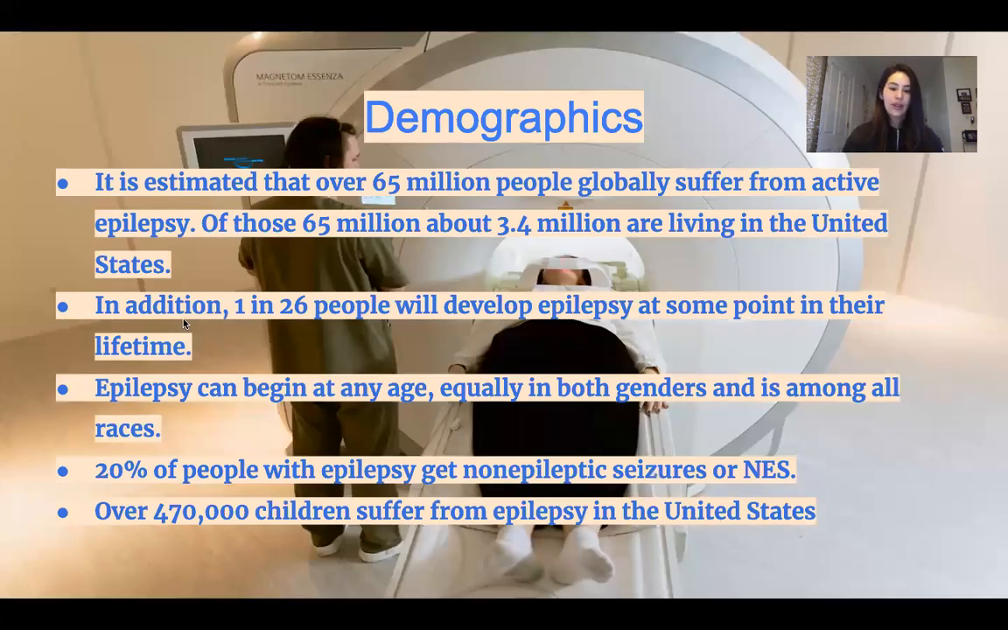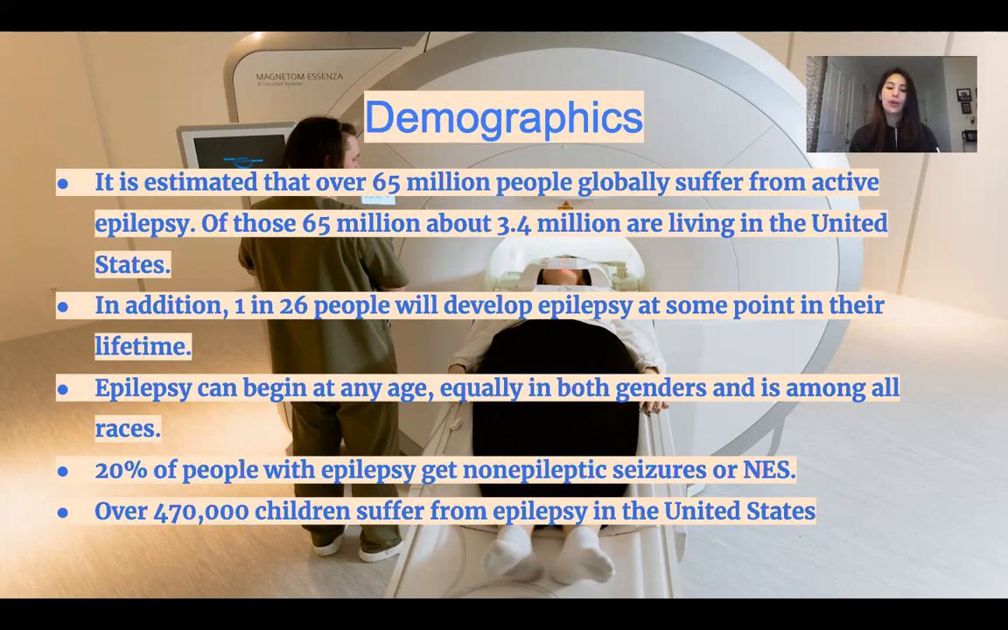Okay, so demographics. It's estimated that 65 million people in the world suffer from active epilepsy, and of those 65 million, about 3.4 million are living in the United States currently. In addition, 1 in every 26 people will develop epilepsy at some point in their life. Epilepsy can occur at any age. It affects both genders equally, and it does not discriminate. It happens to people all around the world, in almost any race.